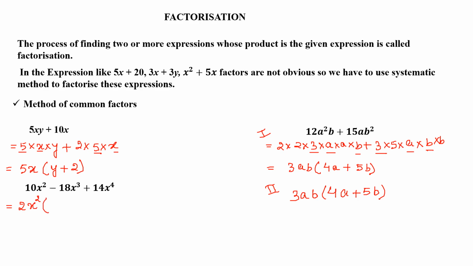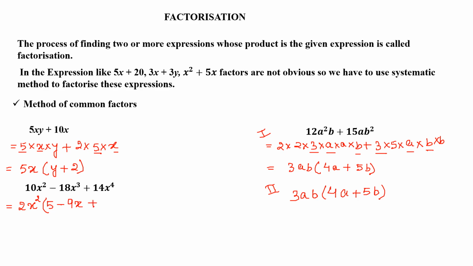So the first term, if you see, is 10x square. So in 2, how much will you multiply to get 10? It will be 5, and x square you have already taken common. Now next, in 2, how much will you multiply to get 18? It is 9, and the variable x is having power 3 and you have taken x square as common. So it means one more x is still left.